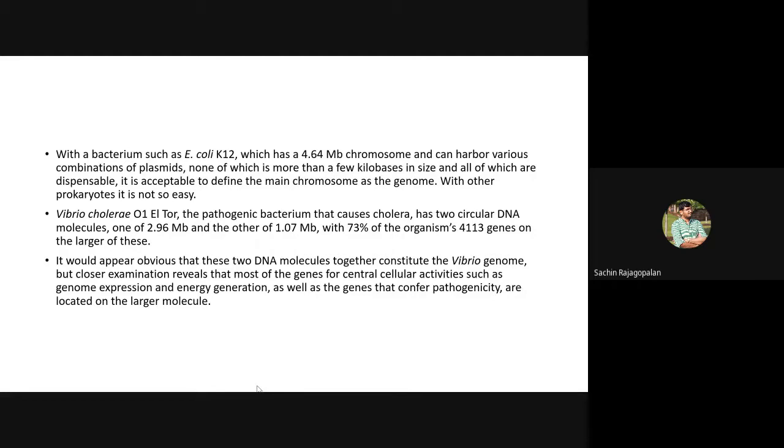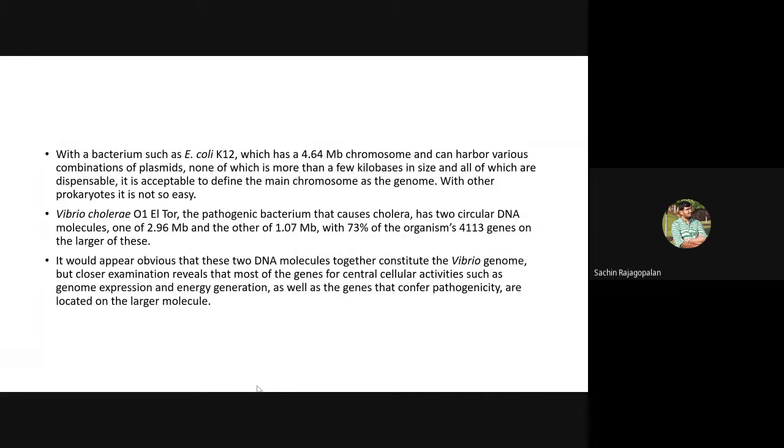One is of 2.96 megabase pairs, while another is of 1.07 MB, right? So 73% of the organism's genes, total genes, which is around 4,113 genes, will appear in the DNA molecule which is of larger size. That is the 2.96 MB one that contains the maximum number of genes. Okay, while 1.07 will have the rest of the part of the genome.